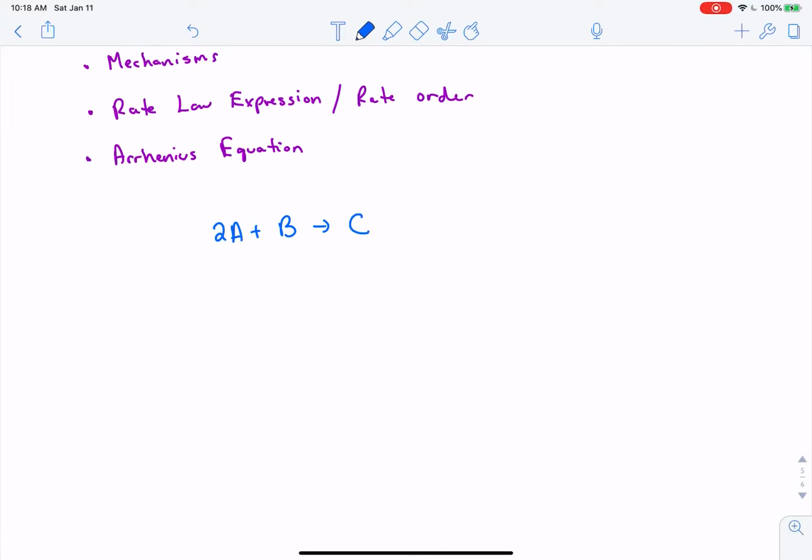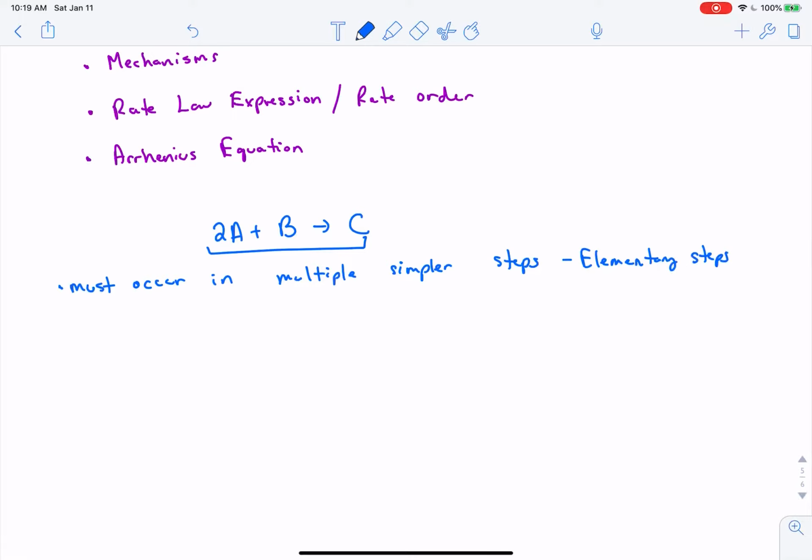essentially, a reaction like this must occur in multiple simpler steps, okay? And those are called elementary steps. And the sum of the elementary steps overall to get the overall reaction is known as a mechanism, okay? So the mechanism is the explanation of all the elementary steps to accomplish the overall reaction. Okay.